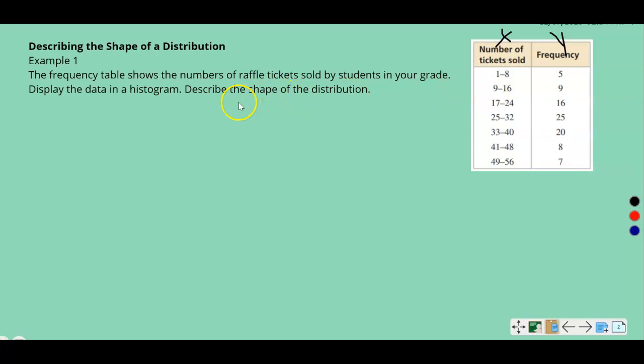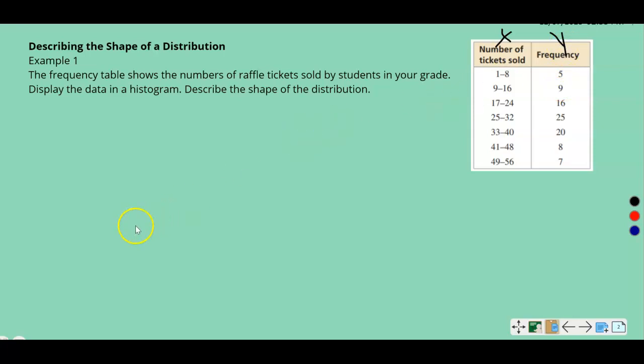All right, so we are going to put this as our x-axis. Remember, our x-axis is the horizontal axis. And since each one of these is a range of numbers, that means that's going to represent the first bar. This will represent the second bar, the third bar, etc. And then the frequency, this will be the numbers on the left-hand side, on the y-axis.